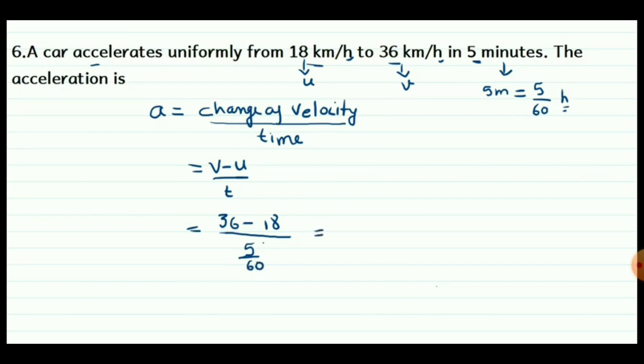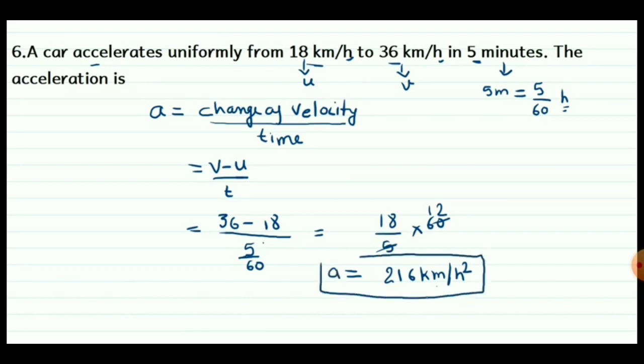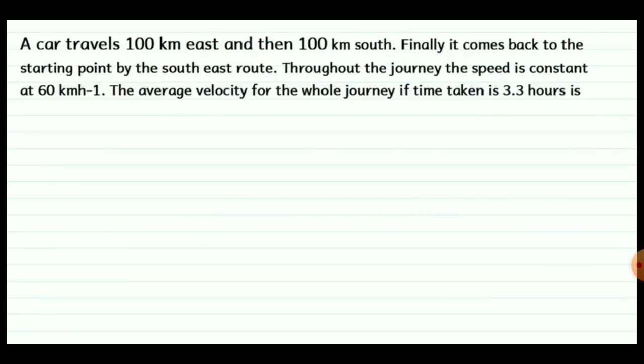Now 36 minus 18 will give us 18 by 5 into 60. Now solving these two, we'll have 18 into 12. The product of these two will give us 216 kilometer per hour square, because the unit of acceleration is kilometer per hour square. Correct?